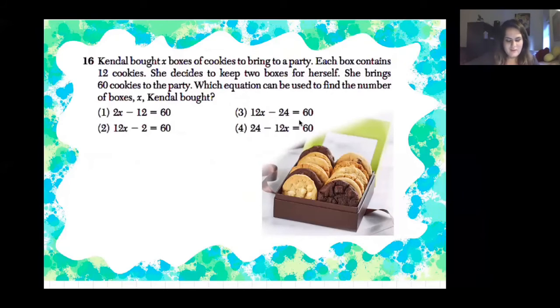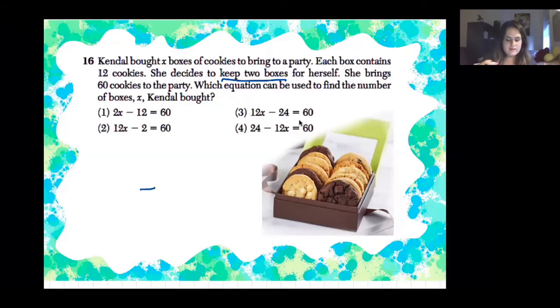Here's how you do this one. The key line here is that she decides to keep 2 boxes for herself. So imagine the situation. She has a bunch of boxes that she could bring to this party, and then she's going to keep 2 for herself. So she's actually going to take away. So we're going to use subtraction.